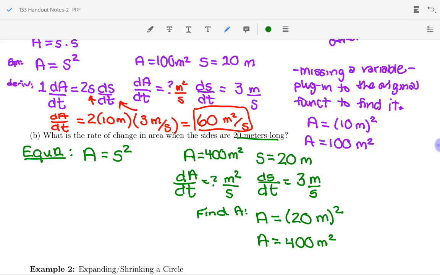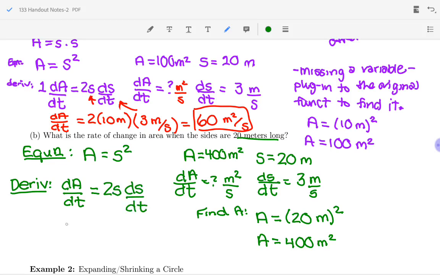Okay, so you write your equation, you write down your variables and your rates that you get from them, and then you are ready to take the derivative to plug in and solve for whichever rate you are solving for, which for this one is dA dt. So my derivative with respect to time, derivative of 1A is 1 dA dt, which you can write the 1 or not, it doesn't change anything. Derivative of 1A is 1 dA dt equals derivative of S squared is 2S ds dt.